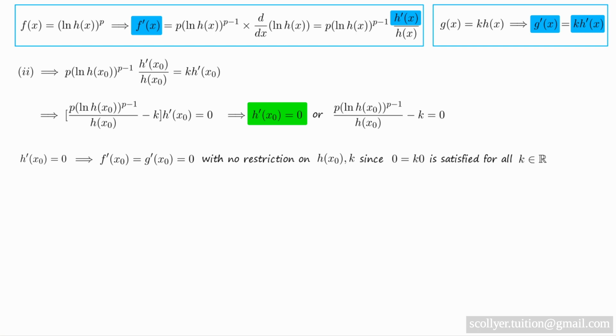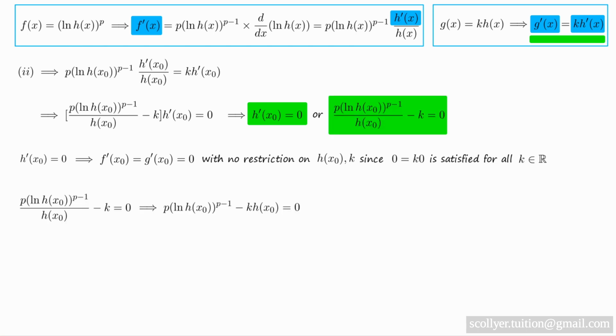And we also have no restriction on k, since the equation 0 equals k sub 0, which comes from g dashed of x equals k times h dashed of x, is satisfied for all real k. And now we consider the second condition, and on multiplying through by h of x sub 0 and rearranging, we have that p times the log of h of x sub 0 to the p minus 1 minus k times h of x sub 0 equals 0.